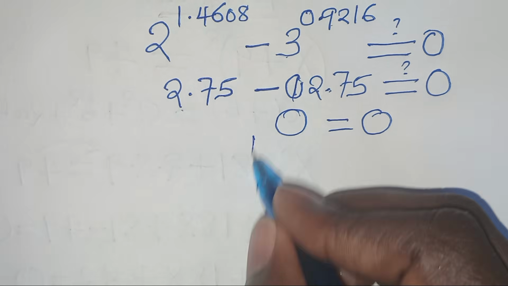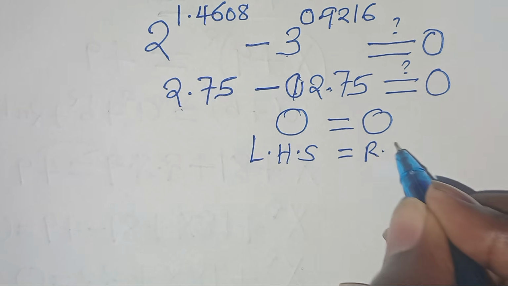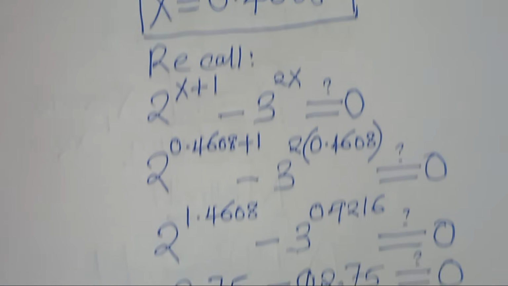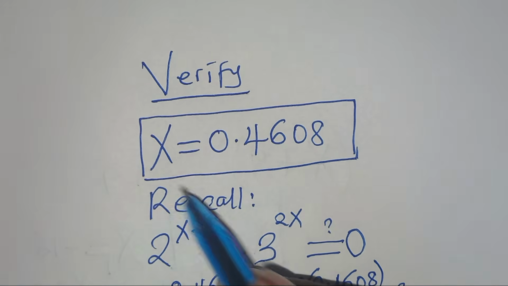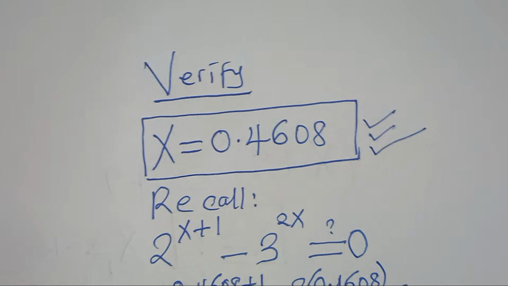So this means that the left hand side is equal to the right hand side. And this shows that the value of x here, which is equal to 0.4608, satisfies the equation.